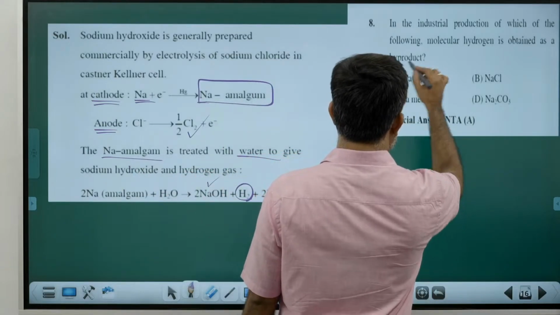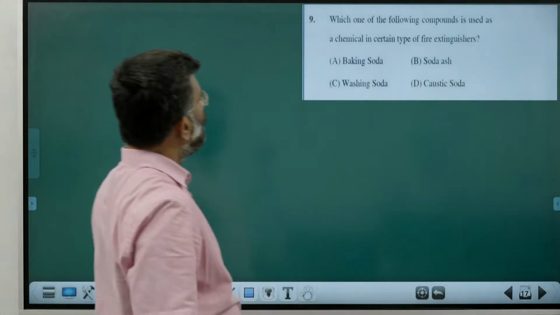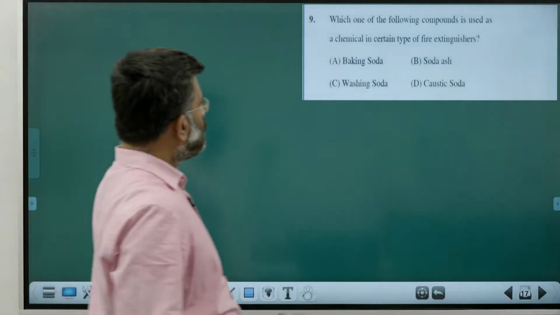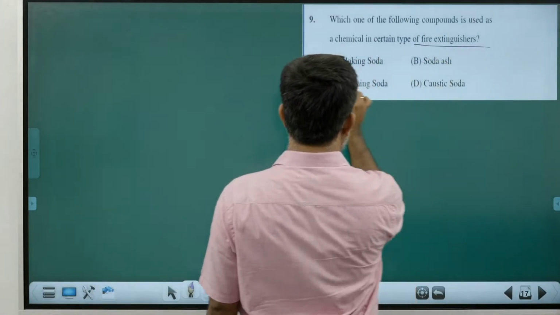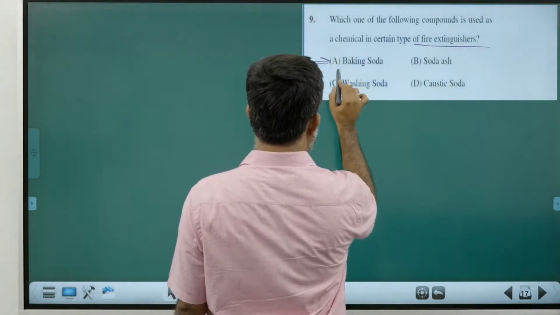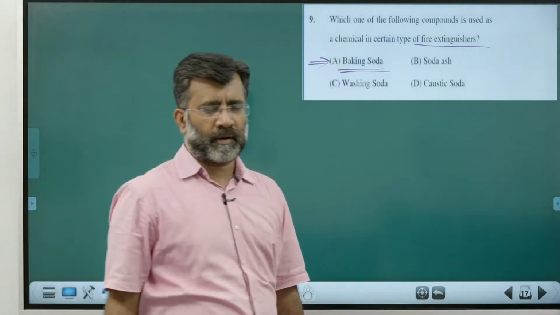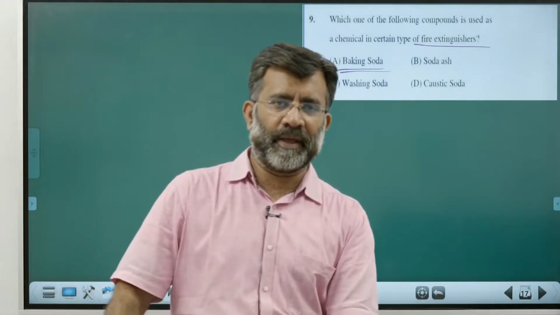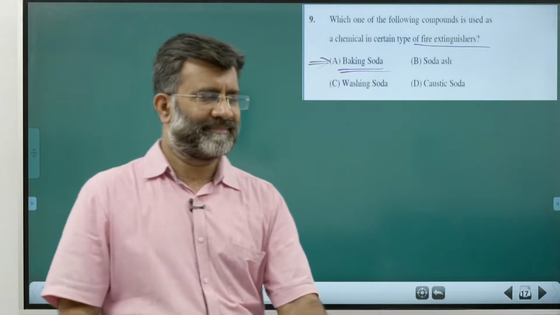Option A. Used in fire extinguishers: sodium hydrogen carbonate, otherwise called baking soda. Next.